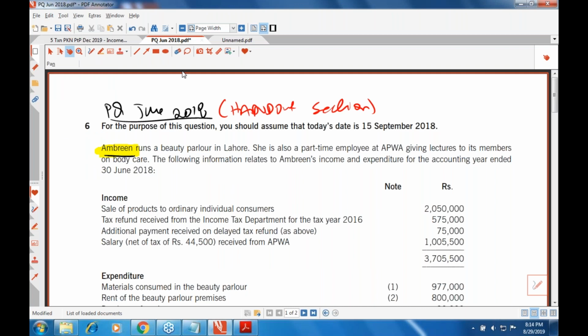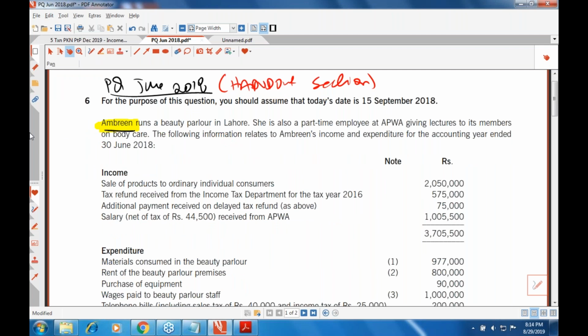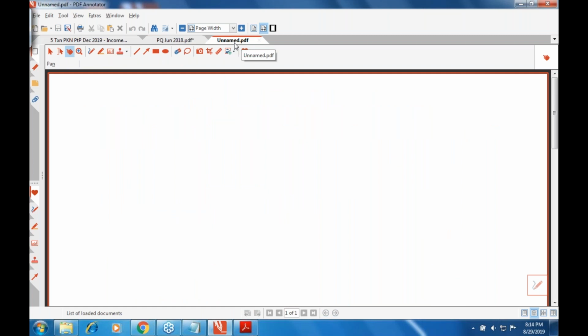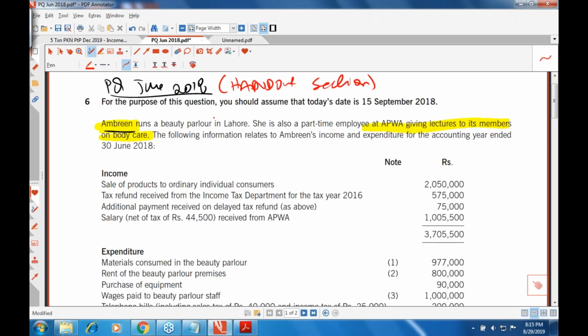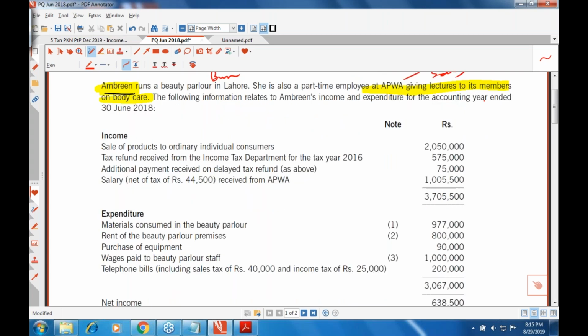Okay, let's start discussing this question. It says Ambreen runs a beauty parlor in Lahore. She is also a part-time employee at APWA, giving lectures to its members on body care. So what is Ambreen doing? She is running a beauty parlor business, and in addition she is also conducting lectures. So this beauty parlor is going to be her business, and this is going to be her salary. It says the following information relates to Ambreen's income and expenditure for the accounting year ended 30th June 2018.